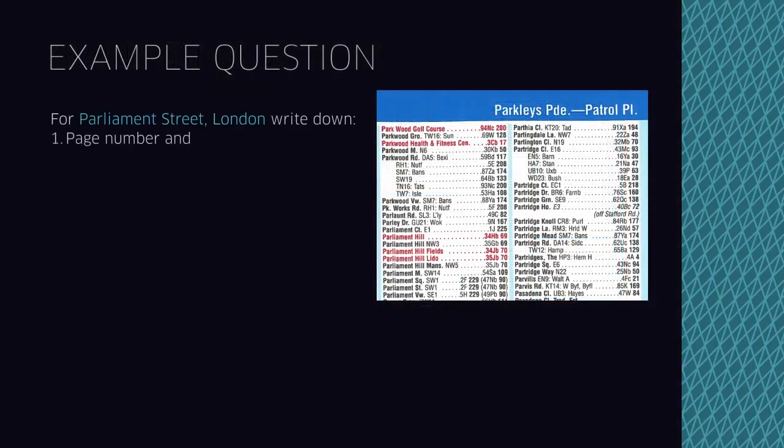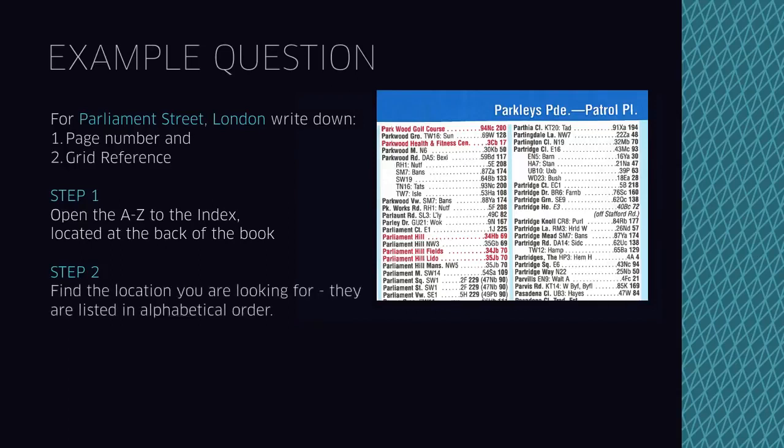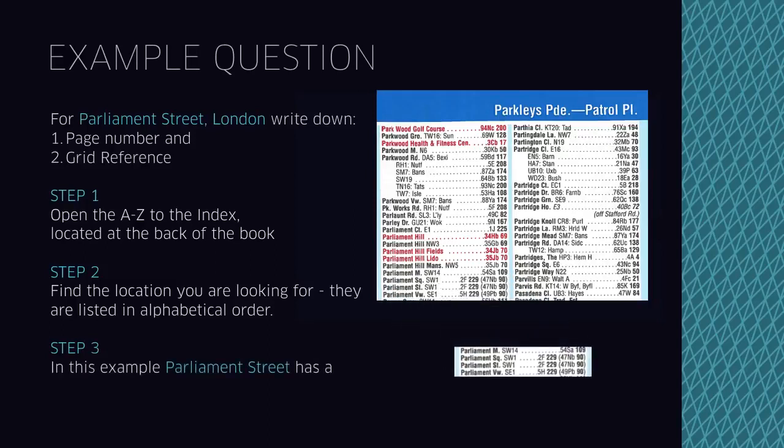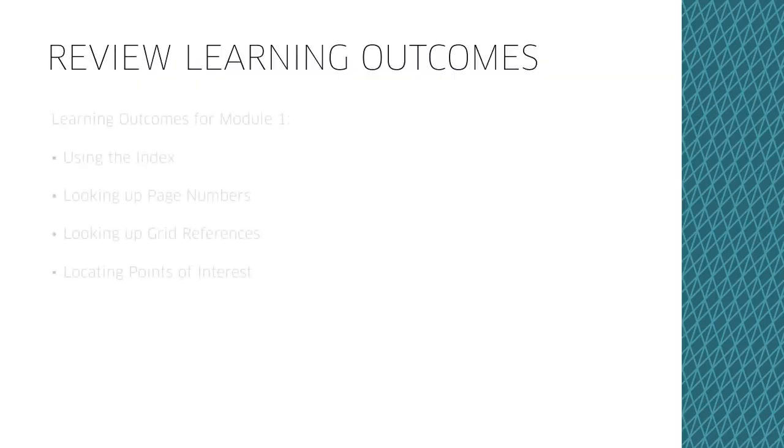Example question. For Parliament Street, London, write down the page number and grid reference. Step 1. Open the A to Z to the index, located at the back of the book. Step 2. Find the location you are looking for. They are listed in alphabetical order. Step 3. In this example, Parliament Street has a grid reference of 2F and 47 MB, and a page number of 229 and page 90.